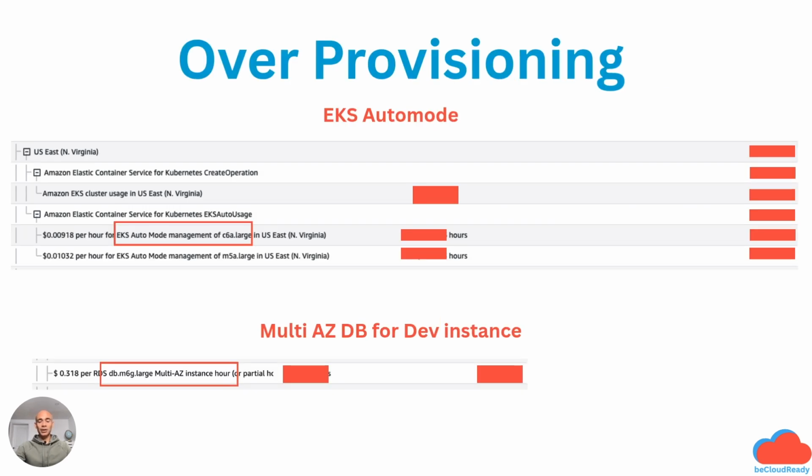The usual suspect, as I mentioned: they were using EKS Auto Mode, which is a great feature, but it may overprovision beyond what is exactly needed. You can see here they are spinning up a large machine, which may not be necessary for all use cases. And second, running a multi-AZ dev Postgres DB instance doesn't make sense because you are paying extra for that.